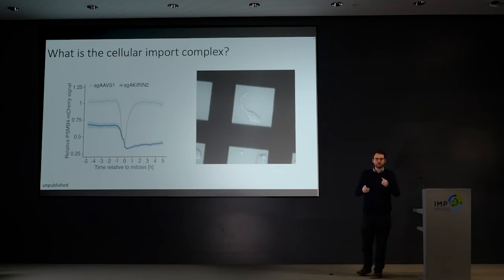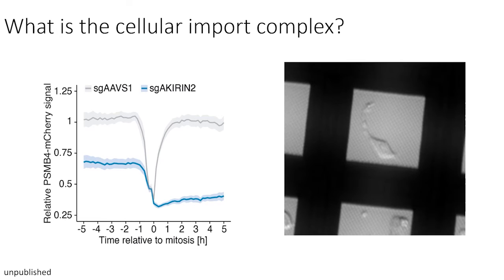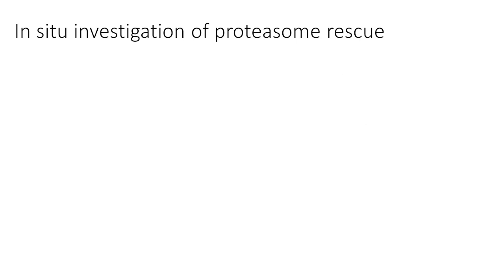So what we have to do is we just have to look at our cells and on our nuclear pores once mitosis has ended, and for this we look at the cells in light microscopy, as you see here. And once the cell has divided, we rapidly plunge freeze the cell and do cryo-electron tomography with that. So what is cryo-electron tomography? How do we investigate the proteasome?